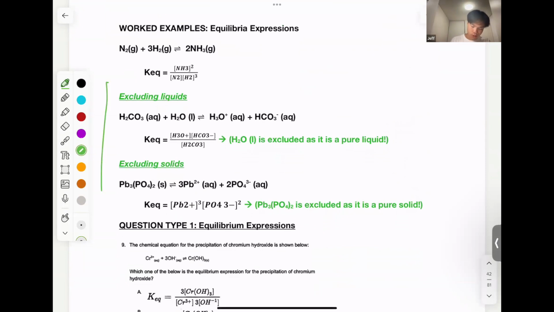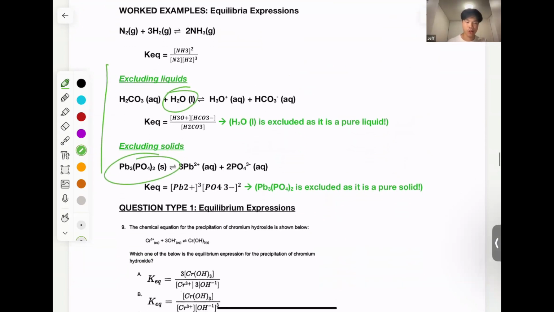Two important examples, if you have water or any liquid, you don't include it in your KEQ, or if you have a solid, like lead phosphate here, you don't include it in your KEQ, or as we know now, this is a KSP.